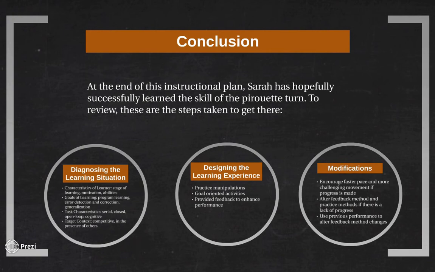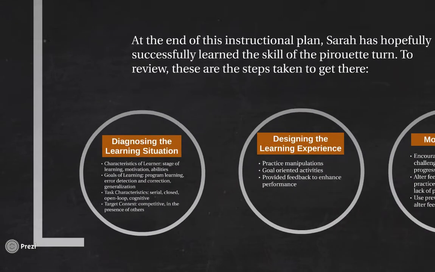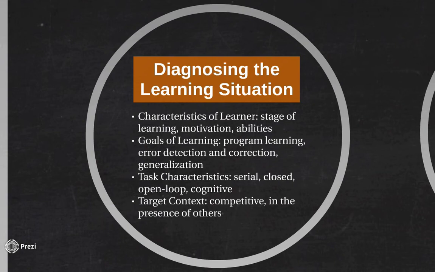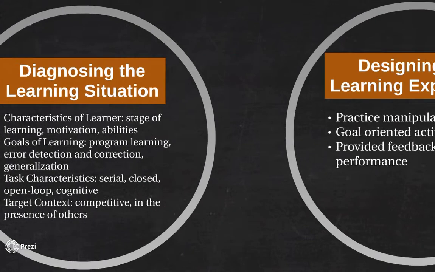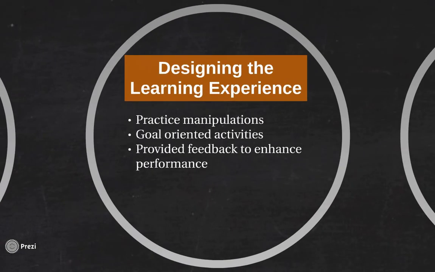So, in conclusion, at the end of the instructional plan, Sarah has hopefully successfully learned the skill of the pirouette turn. And to review, these are just the steps that we took to get there. We diagnosed the learning situation and the characteristics of the learner. We did the goals of the learning, program learning, error detection. We talked about the task characteristics: serial, closed, open loop, and cognitive. We talked about the context in which we were performing this task. And then we designed the learning experience.